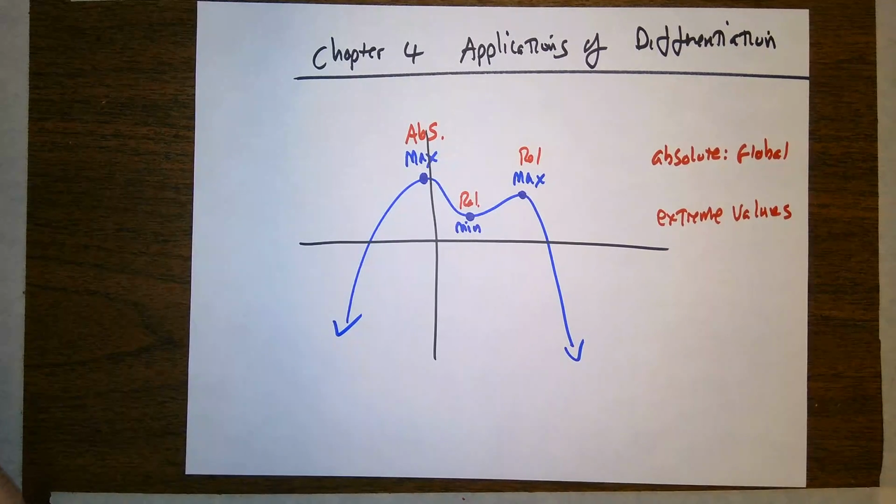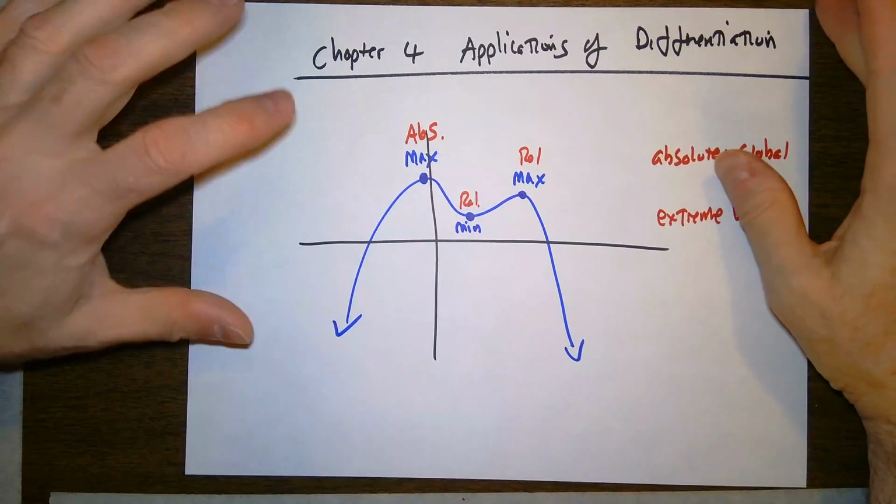I want to jump right into a calculus theorem that's going to help define this over an interval. So this is called the extreme value theorem.